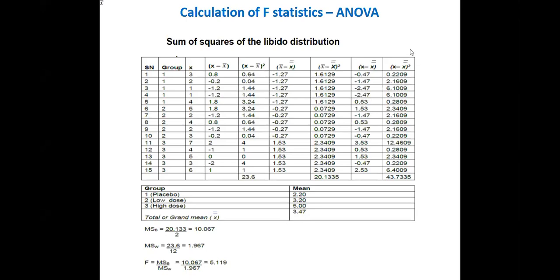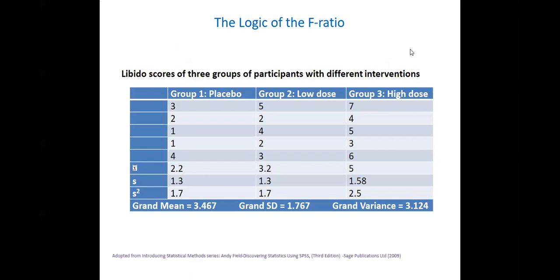So what I say, if you remember the original data, we have group 1, the mean is 2.2, as you can see. For group 2, the mean is 3.2. For group 3, the mean is 5.0. The grand mean for all of them is 3.467.